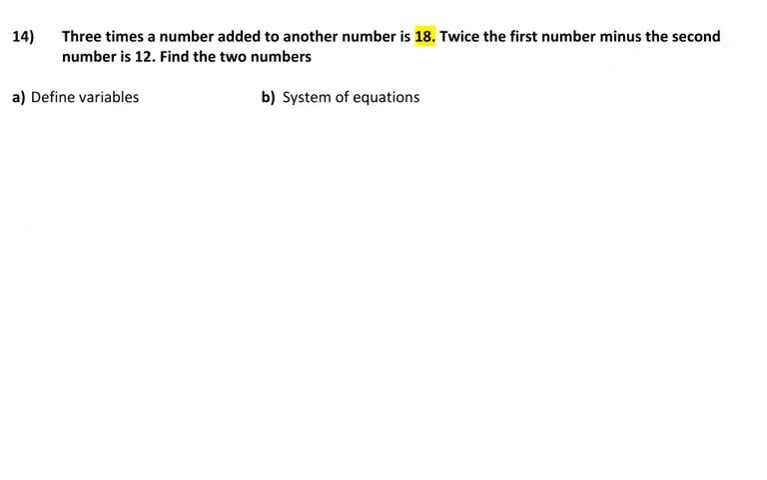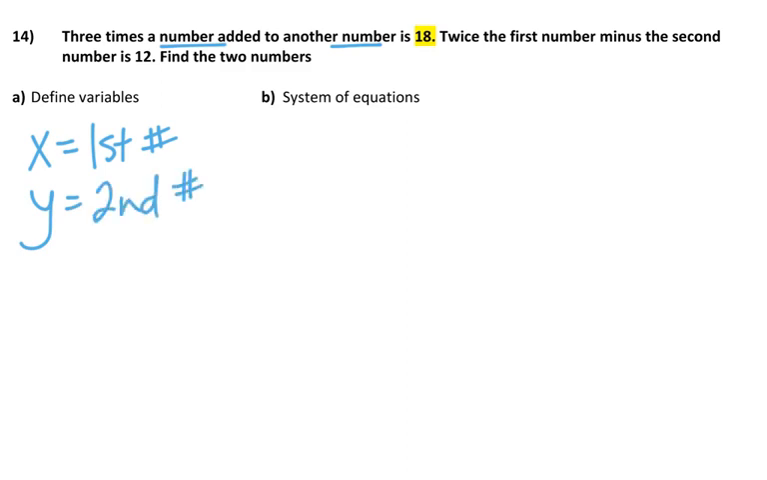Okay, number 14. 3 times a number added to another number. So we again have two numbers. Whenever you have two numbers, you're going to define the variables the same. x equals the first number and y is equal to the second number. You have to specify first number and second number. You can't just say x is equal to a number and y is equal to a number. You have to specify first and second.